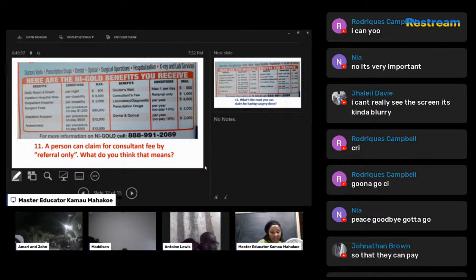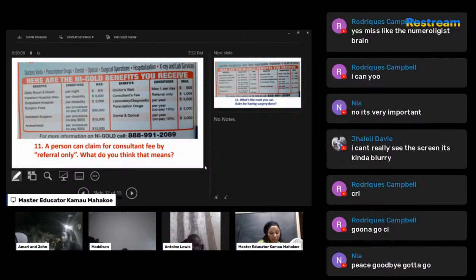So what the NIS is saying, the only time they will refund you your consultant fee is if you first went to your general practitioner, your family doctor, and you got a letter of reference or referral straight to the specialist, straight to the consultant. So you must have that letter to say your family doctor saw you and referred you to the specialist. Without that letter, they are not going to refund you your consultant fee. Do you understand?